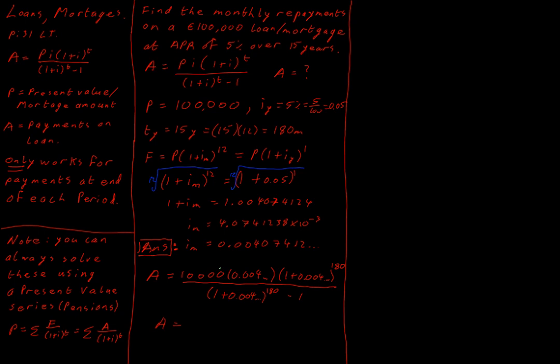All of that mess goes very carefully with loads of brackets into the calculator, and we get out 785.02 euro. Now, that's our monthly repayments on our 100,000 euro loan over 15 years at an APR of 5%. So a rather large payment to make each month.